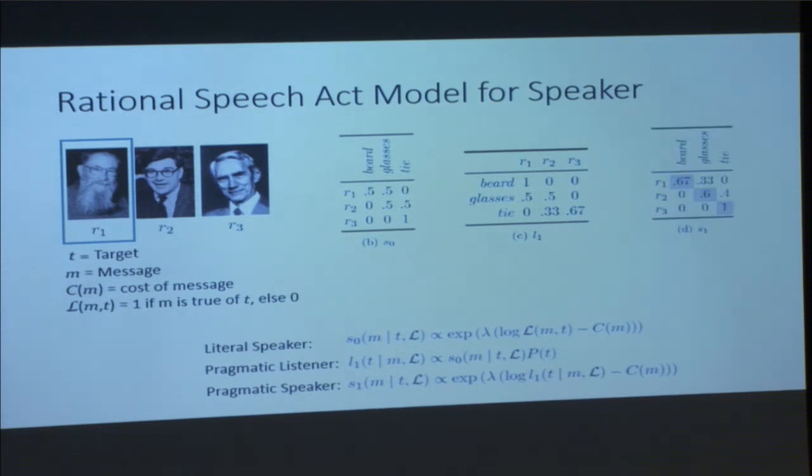So you are now assuming that the listener's model is that of the pragmatic listener. And now if you evaluate this, this is another round of row normalization. Now you normalize again this way. So you normalized first this way, first for the R1, R2, R3, then for beard, glasses, tie. Now again you normalize for R1, R2, R3 taking this matrix. So it's a very easy computation. You take the matrix, row normalize, column normalize, row normalize, column normalize.